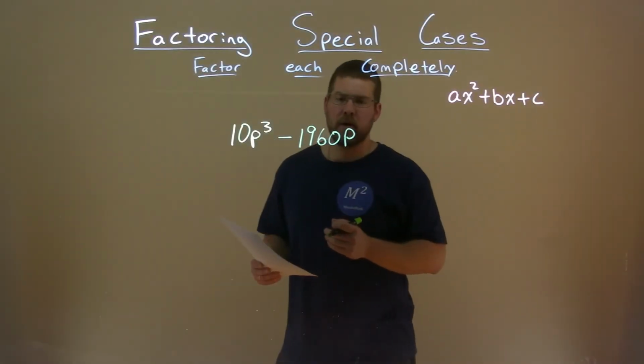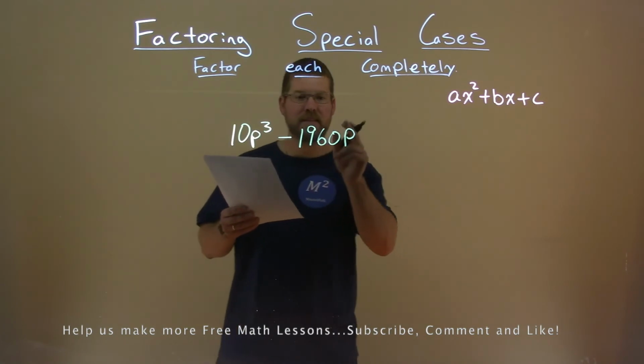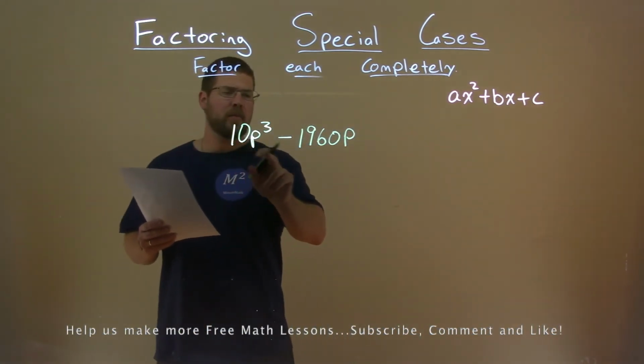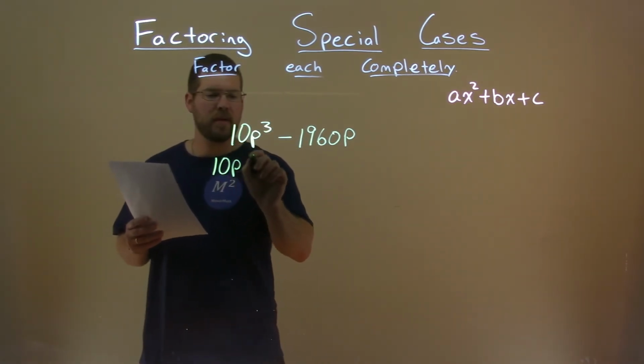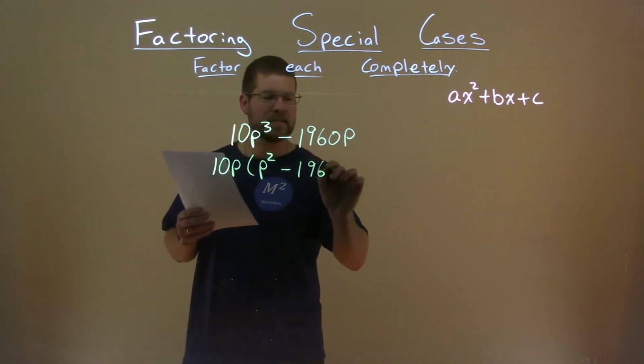We're given this problem right here. 10p to the third power minus 1960p. And we need to factor this completely. I notice there's a p in both parts and a 10 in both parts. So let's pull that out. We have a 10p here, and we're left with p squared minus 196. Okay?